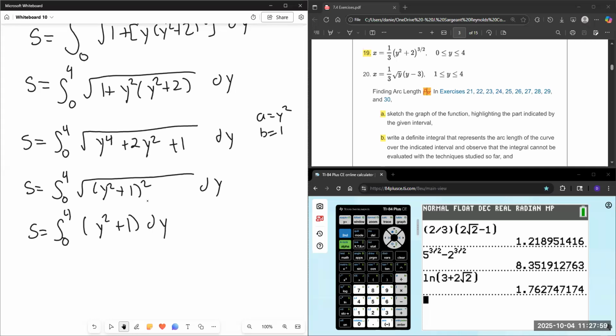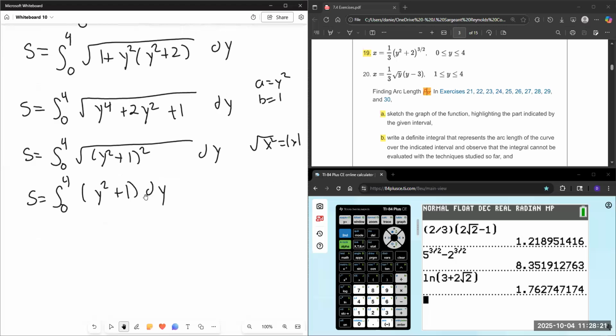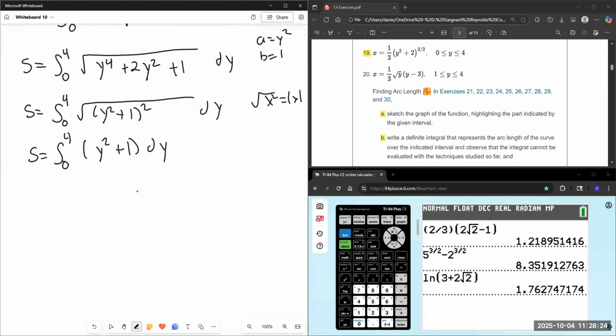I don't need absolute value bars when I take the square root of a perfect square because I'm always in positive values here for my S. Watch out for that though, if it's possible that this thing could take on negative values. Remember that the square root of x squared is actually the absolute value of x. So we're going to say S is equal to 0 to 4 y squared dy plus 0 to 4 dy.